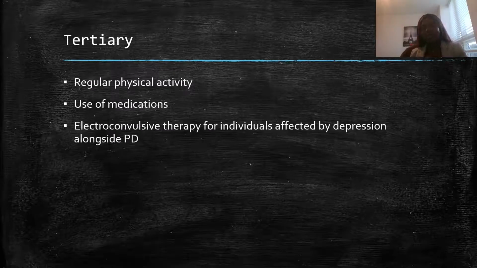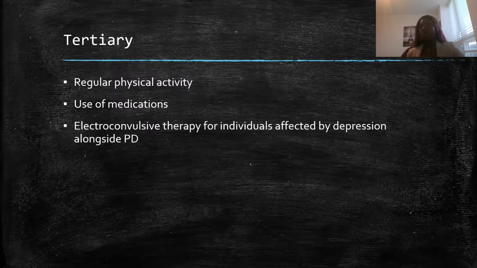Now, the tertiary preventative strategies. This is how you try to prevent it after you have been diagnosed with Parkinson's, and you know that yes, I have this. Performing regular physical activities, then use of medications, which I will be discussing in my next slide. And for electroconvulsive therapy, this would mainly be important for individuals that have a link between Parkinson's and depression.